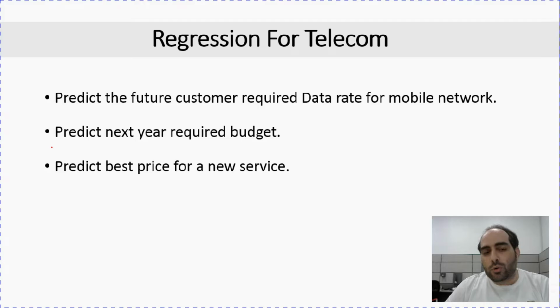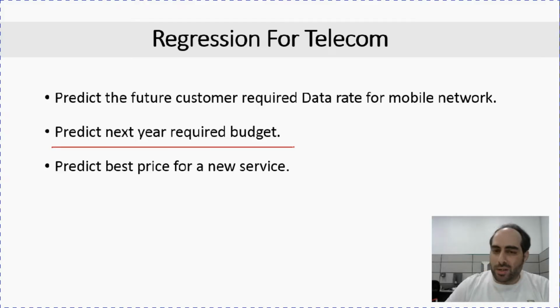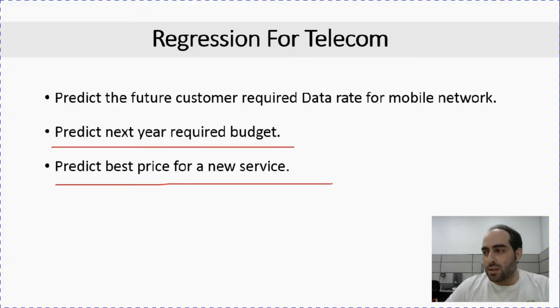Let us assume that I want to predict the next year's required budget. Budget, as you know, is also a continuous number. It can be 100,000, it can be in millions. Since it is a range or a scale, that means it is a regression problem. So I can do this kind of prediction using linear regression. Also, if we are coming with a new service in our industry, we can predict the price using linear regression. So whenever you want to predict a continuous value, keep in mind that you need to use a regression machine learning type.